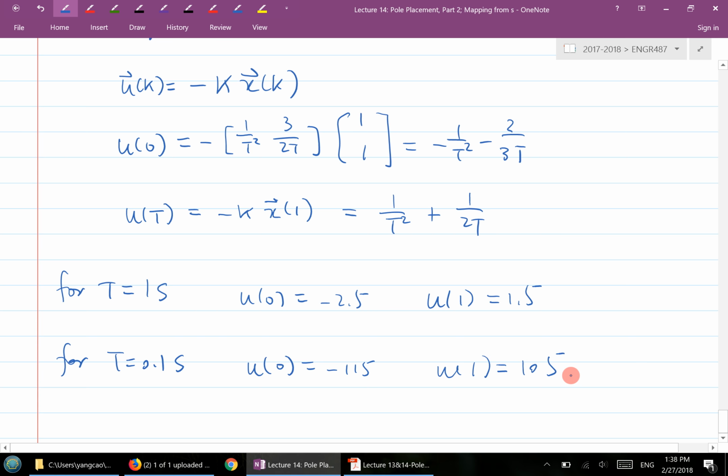You have a very fast switch. Not only a fast switch, but also a huge magnitude jump here. And if this is in volts, then I don't think you have that much voltage input to the motor. So that's basically the catch in terms of the deadbeat response. There's no situation that can really be so ideal. There's always a catch, basically.